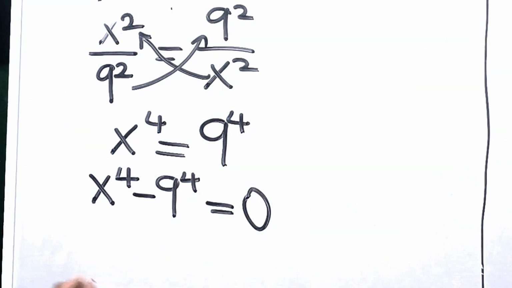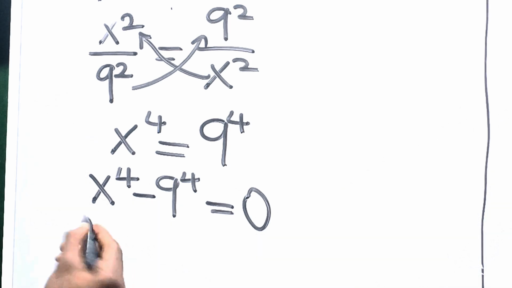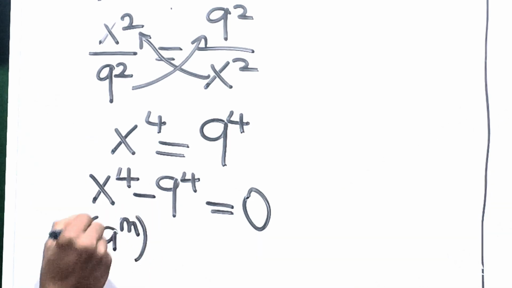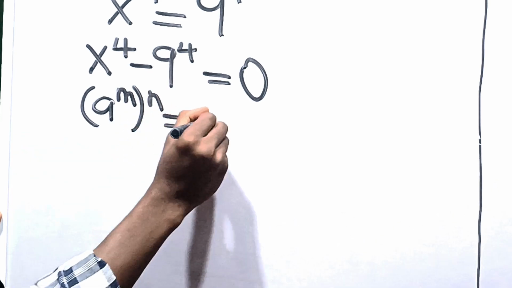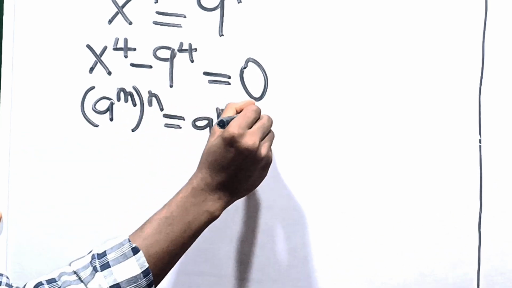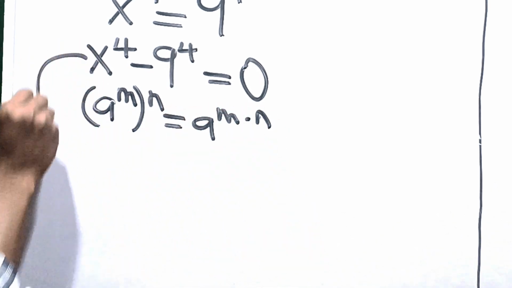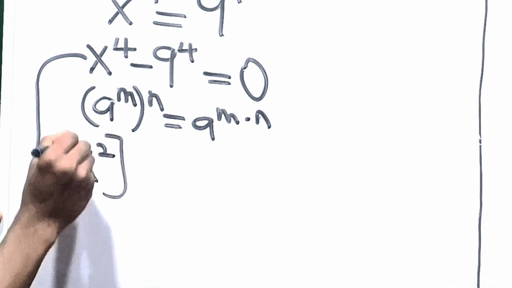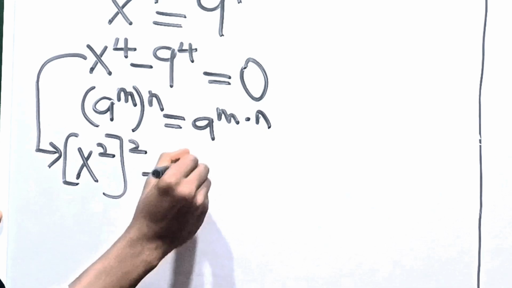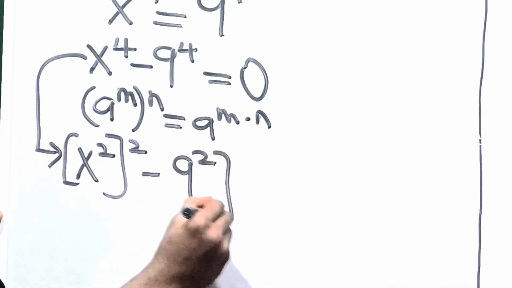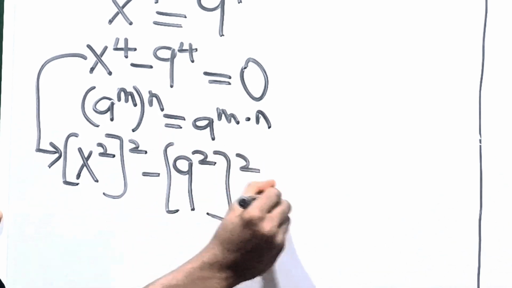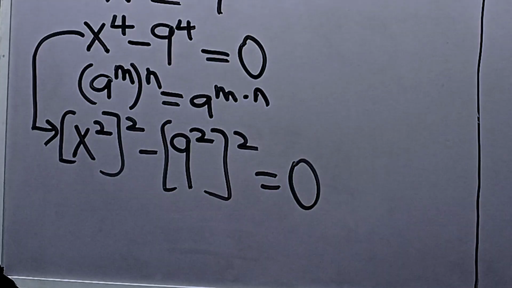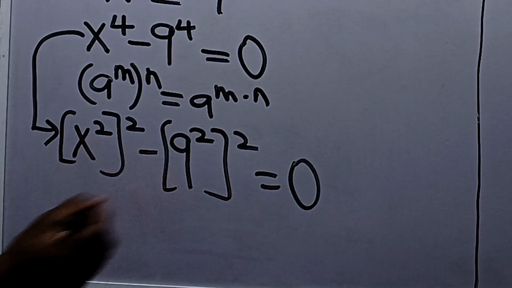Now at this point, recall that when we have a raised to the power m, all raised to the power of n, it's equal to a raised to the power m multiplied by n. From here we can now factor this, so we say that this is x raised to the power 2, all raised to the power of 2, minus 9 raised to the power 2, all raised to the power of 2, to be equal to 0. At this point we can say that this is a difference of two squares.